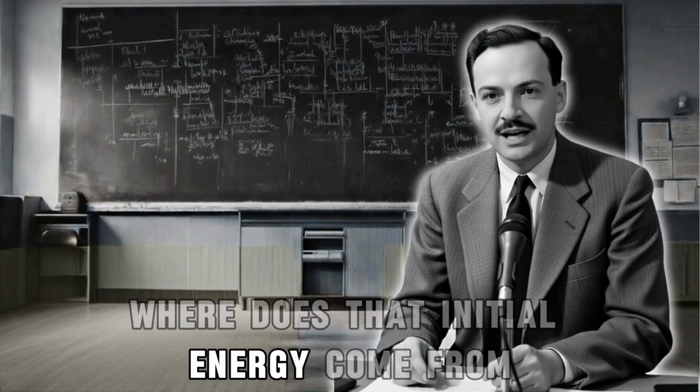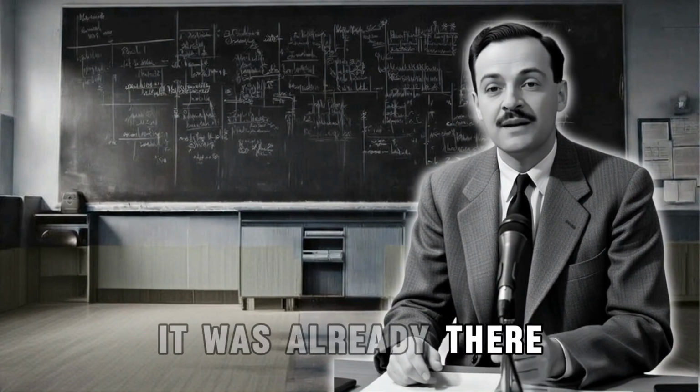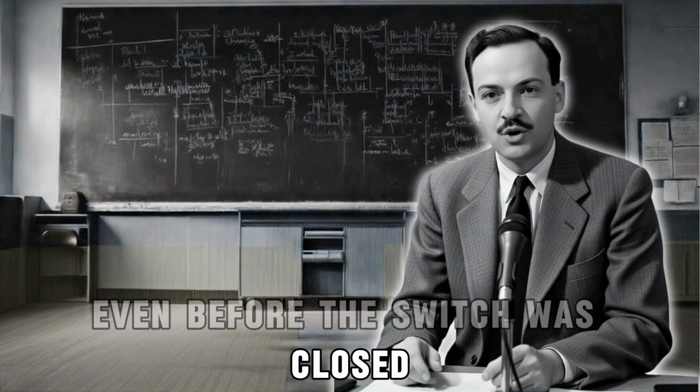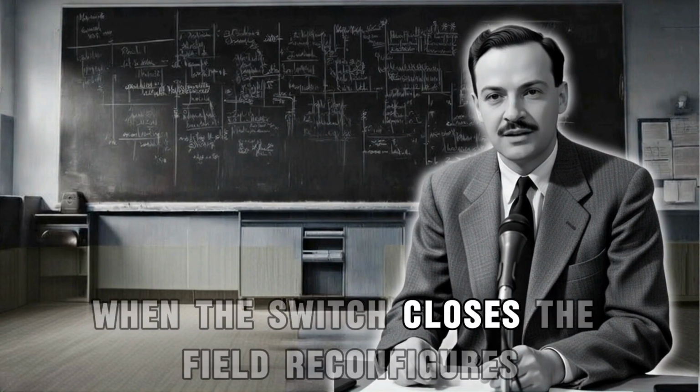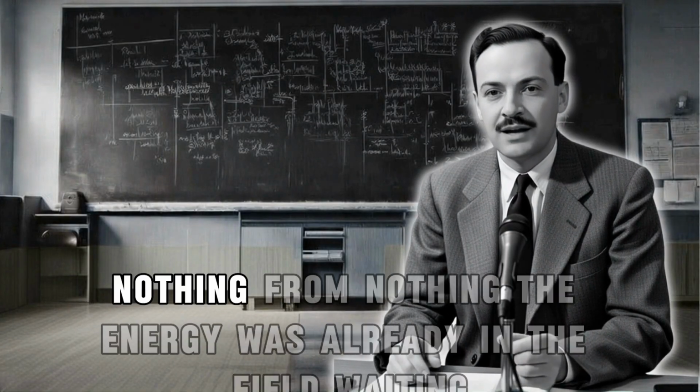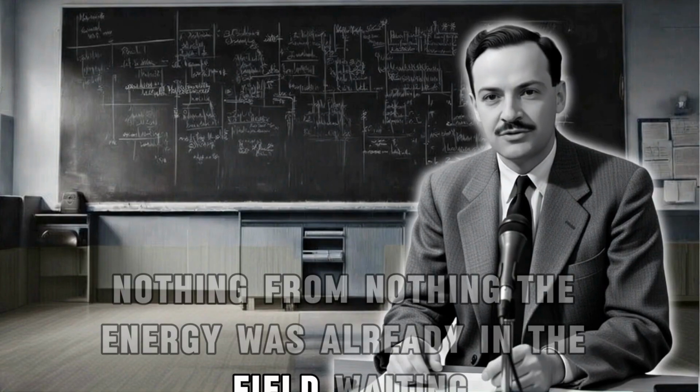Where does that initial energy come from? It was already there, stored in the electric field that surrounds the battery even before the switch was closed. When the switch closes, the field reconfigures and some of that stored energy propagates to the bulb. Nothing from nothing. The energy was already in the field, waiting.